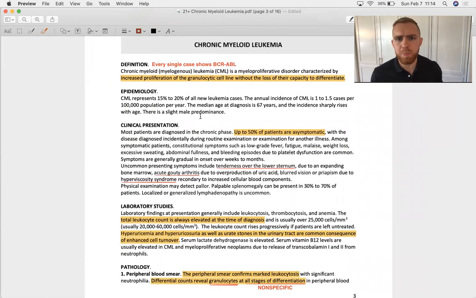Let's talk about CML specifically. Right off the bat, please understand every single chronic myeloid leukemia case has a BCR-ABL fusion gene product, and usually the vast majority of the time that's due to a typical 9;22 translocation that we call the Philadelphia chromosome. And we have lots of different tyrosine kinase inhibitors. That's important for you to know, because this BCR-ABL fusion gene is a constitutively active tyrosine kinase, which means it will not turn off. It is always on.